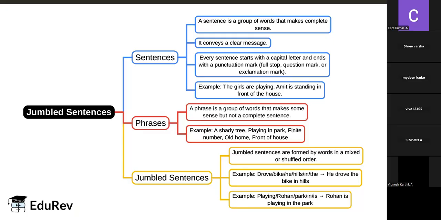Now, there's one sentence here, but they literally shuffle the sentence. On the opposite side, they give the answer also. That is, he drove the bike in hills. Example: play, Rohan, path, in, its. Here is the same process. They give the answer here. That is, Rohan is playing in the park. This is the mind map, and also your keyword. You can easily identify what is what.